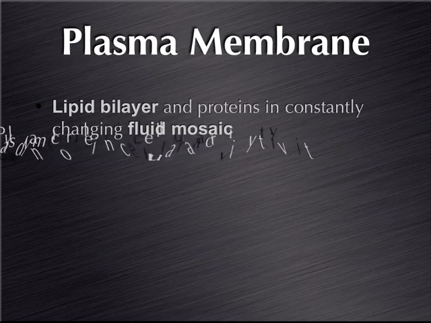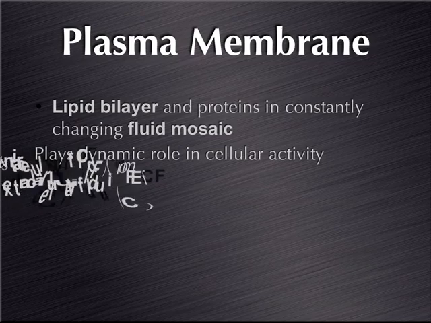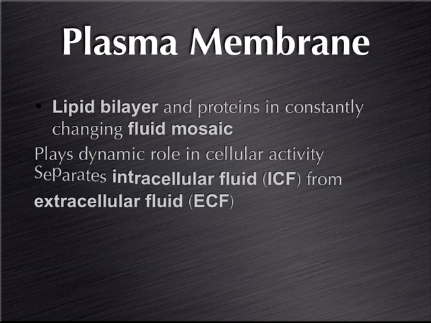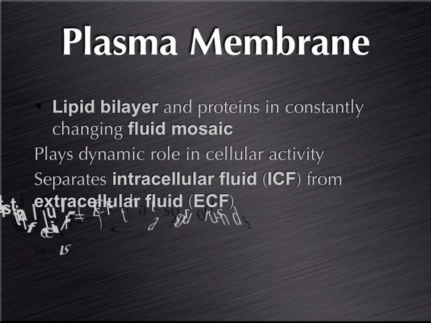This membrane plays a very dynamic role in the cell's activity. It controls what comes in and what goes out of the cell. It also is the boundary that separates what's inside from what's outside. What's inside the cell we would describe as intracellular fluid, or ICF. The fluid outside the cell we would call extracellular fluid, or ECF. The fluid immediately around the cell is called interstitial fluid.